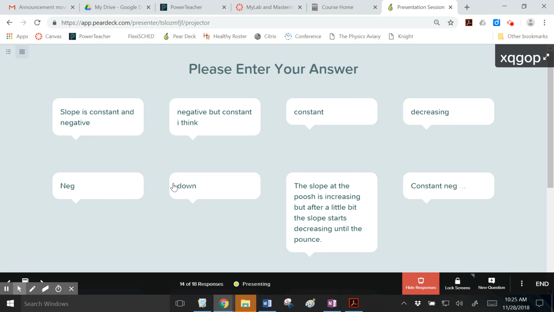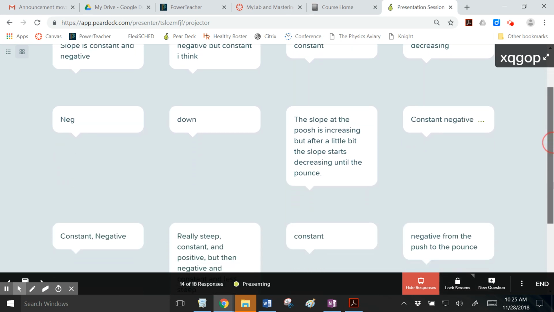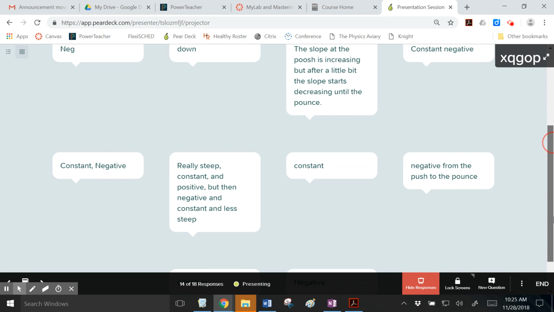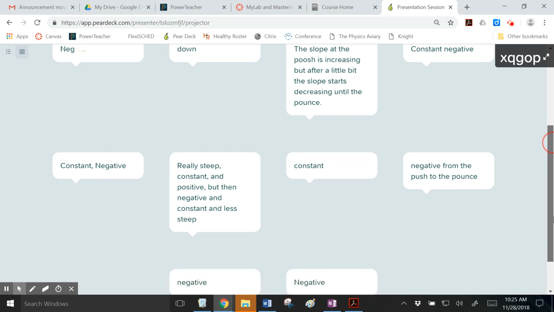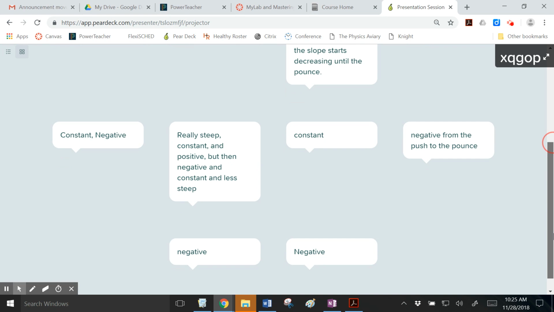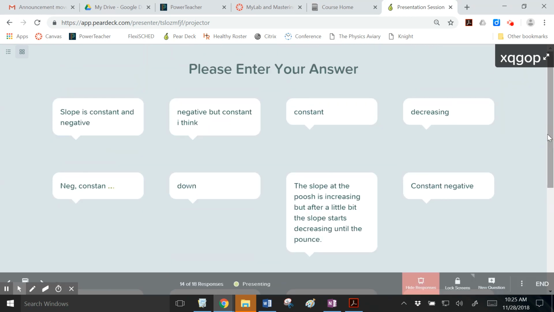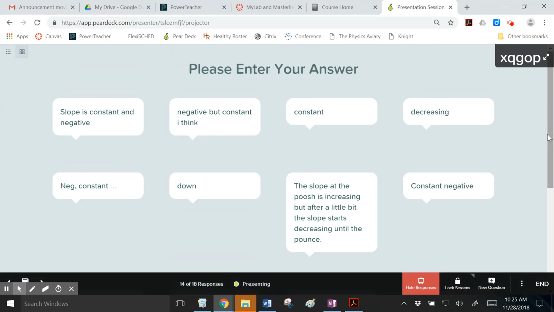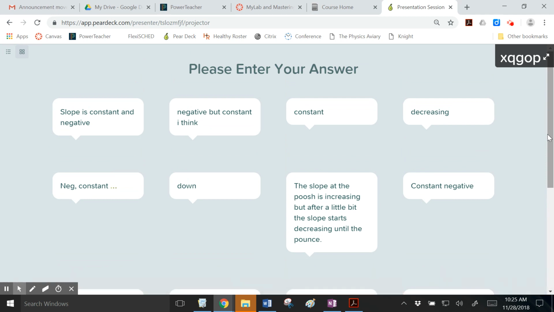Constant, decreasing, down. The slope at the push is increasing, but after a little bit, the slope starts decreasing until the pounce. Constant, negative, really steep, constant, and then positive, but then negative, and constant and less steep. Negative from the push to the pounce. Constant, negative, negative. Okay? So I don't see anybody calling it a positive slope. We're clear on the fact that it's negative.